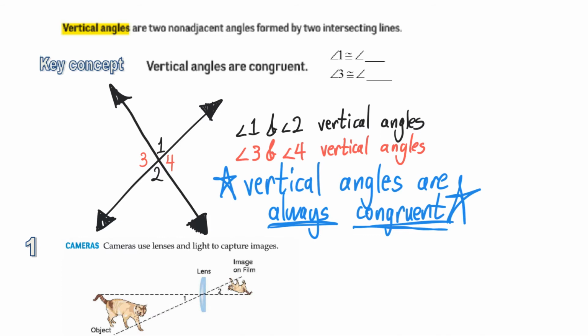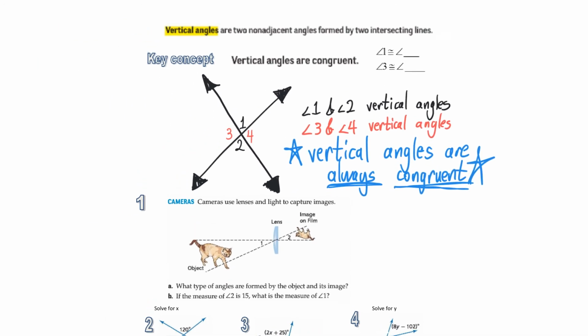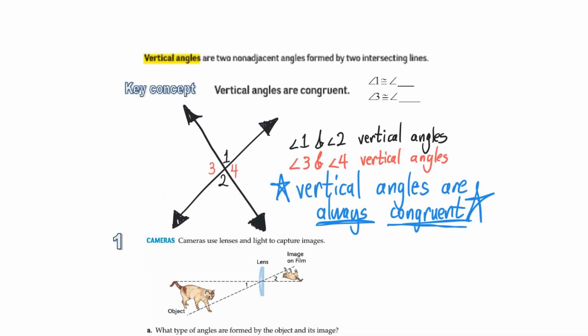This will show up all year long. We'll be somewhere several months from now, in the most random and weird place, and it'll be like, oh, there's vertical angles. What do we know about vertical angles? That they're always congruent. I'll ask you that, and you'll be telling me that for the whole year. So it's easy. They're equal. On here, angle 1 and angle 2 are congruent. Angle 3 and angle 4 are congruent.